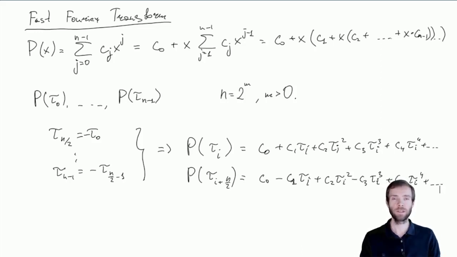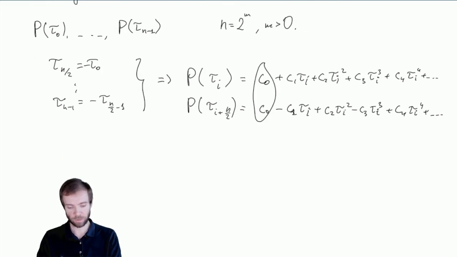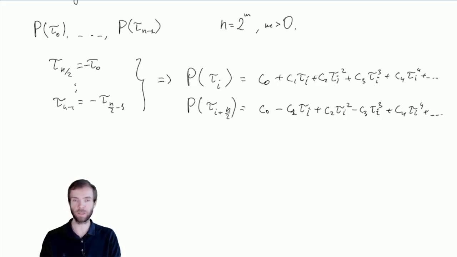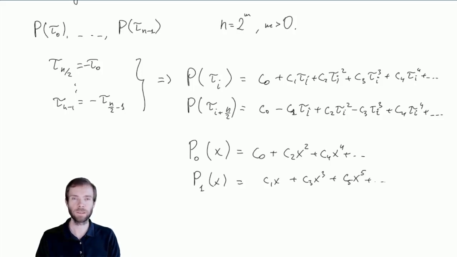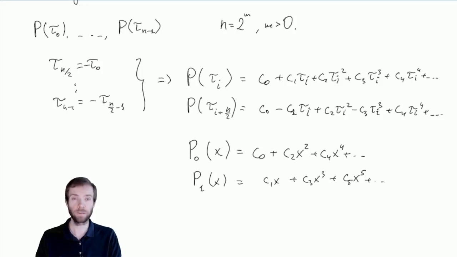So now we see that actually these polynomials have lots of common things between them. So that if we mark all the even summands here in one polynomial, sub-polynomial, and all the odd summands here in the other polynomial, we have the following. So let's introduce two new polynomials, p0 of x as c0 plus c2x squared plus c4x to the power of 4, etc., and p1 of x of this form. So now we can express the value of our polynomial p at the points tau I and tau I plus n over 2 through the values of these polynomials just in the point tau I. And we'll do it like this.